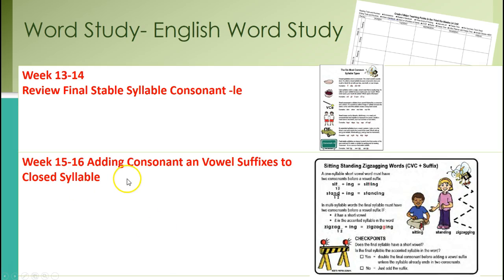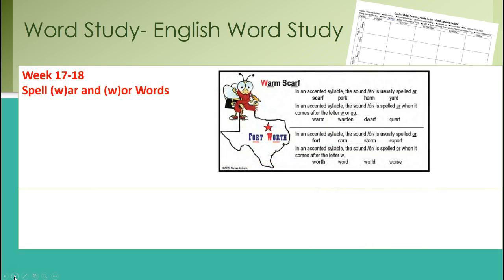Week 15 and 16 is adding consonant and vowel suffixes to closed syllables, and you have all of your things that you're going to put in your writing notebook to help the kids and have their anchor charts and using those to find those words.